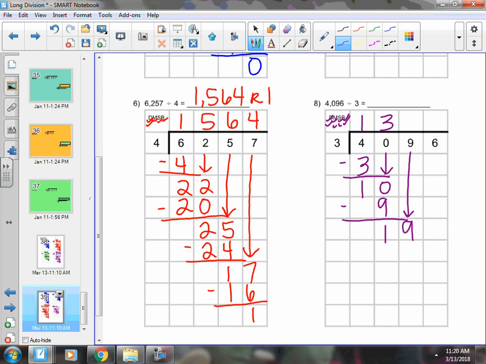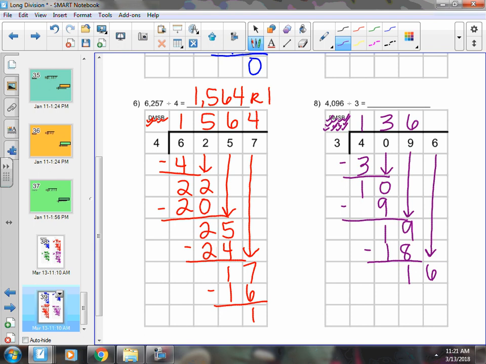Let's divide this new chunk into groups of 3. How many groups of 3 can we make from 19? We can make 6 groups of 3. Because I know my facts of 3, and I know that 6 times 3 is 18. We wanted to get as close to 19 as possible. So 6 groups of 3 is 18. Subtract. Bring down. We are down to our final 16.